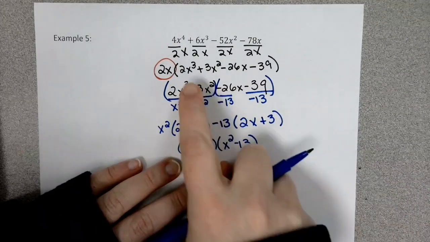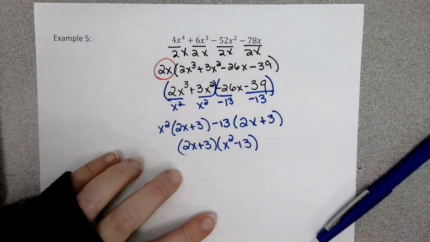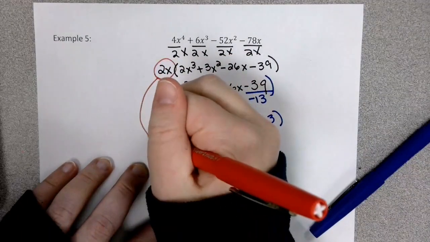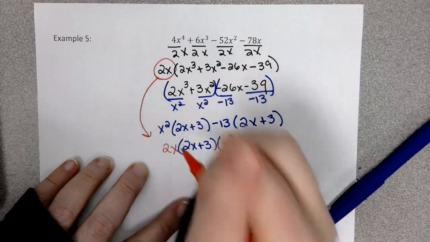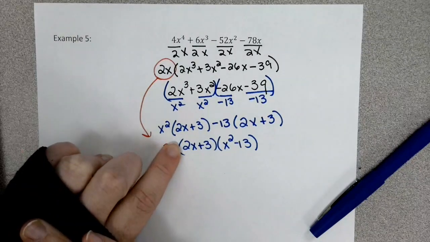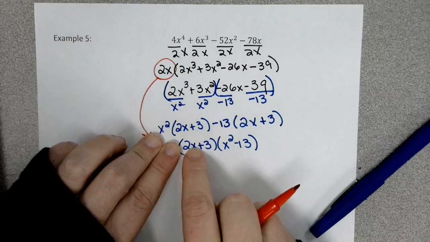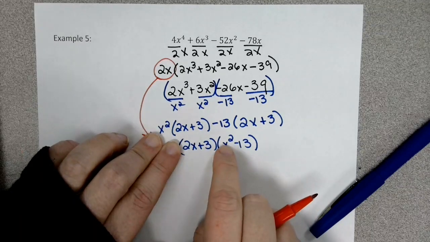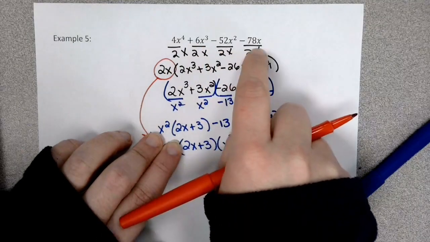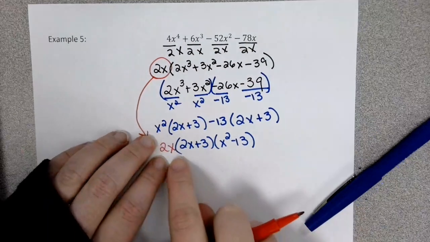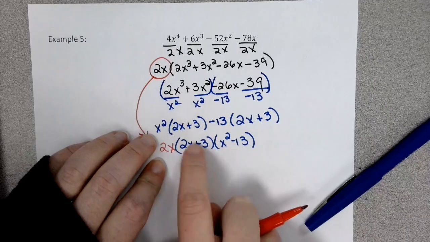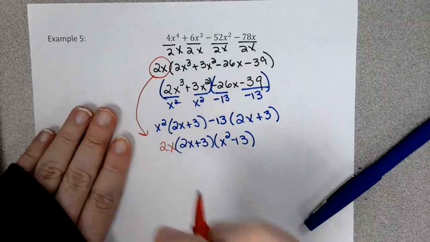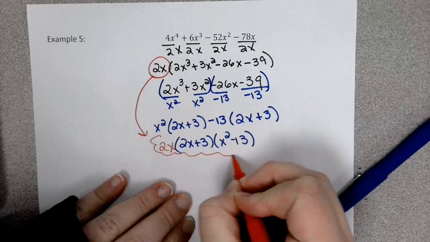Now, remember that 2x we took out? That 2x needs to make its way back to the front. Because think about it, if you did not have that 2x there and you started trying to check your work, 2x and x squared get you 2x cubed. That's not a term here. But when you multiply the 2x into either one of these, this is your final answer.